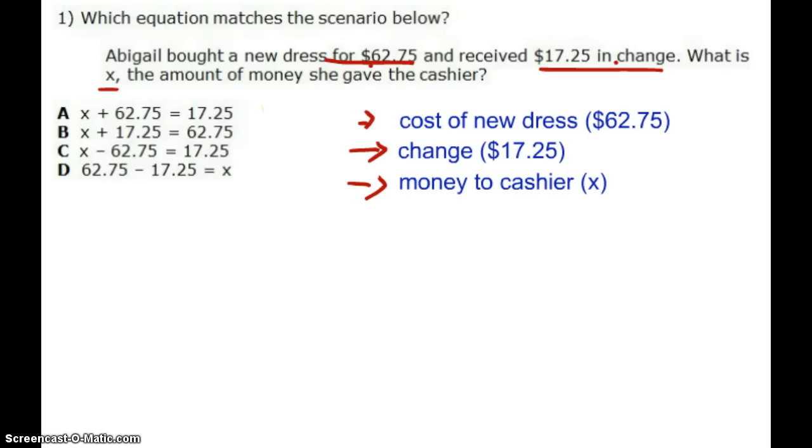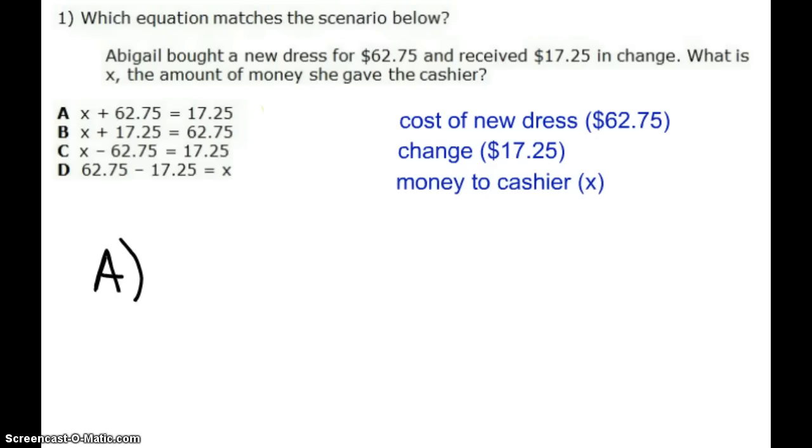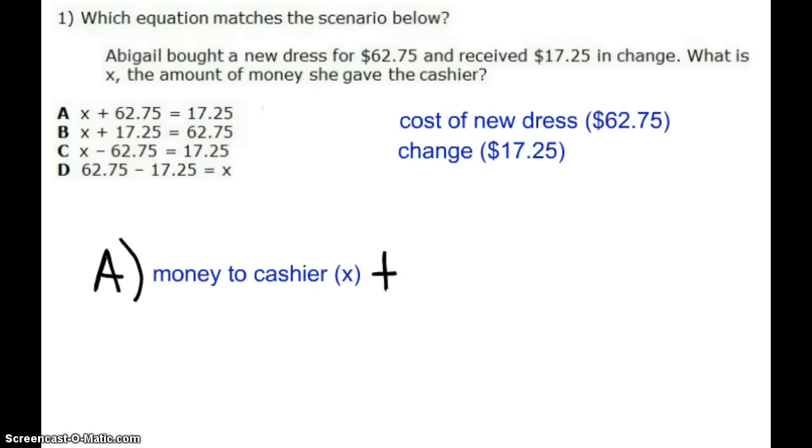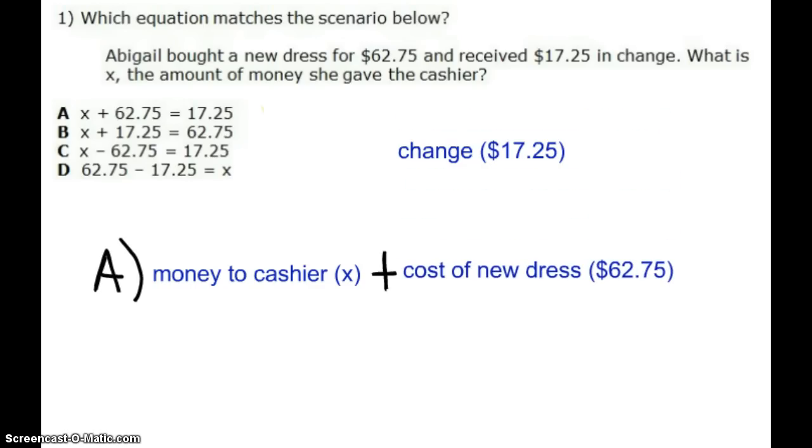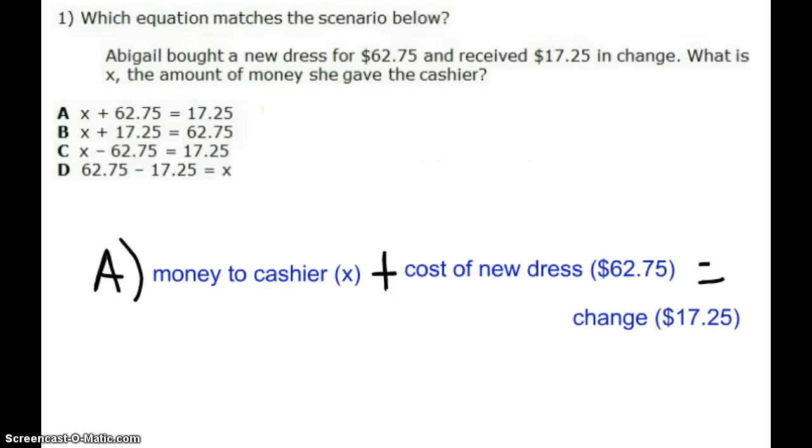So let's start with A. Okay, so I'm just going to write A right here, and this is what A means. X, so money to the cashier, plus $62.75, the cost of the new dress, equals the change. So A would mean that you give money to the cashier and then you also add in the cost of the dress, and that gives you the change. Does that make sense? No. Can't be A.